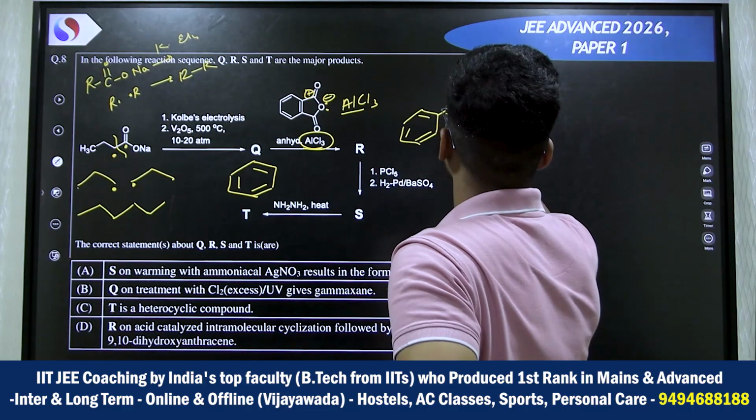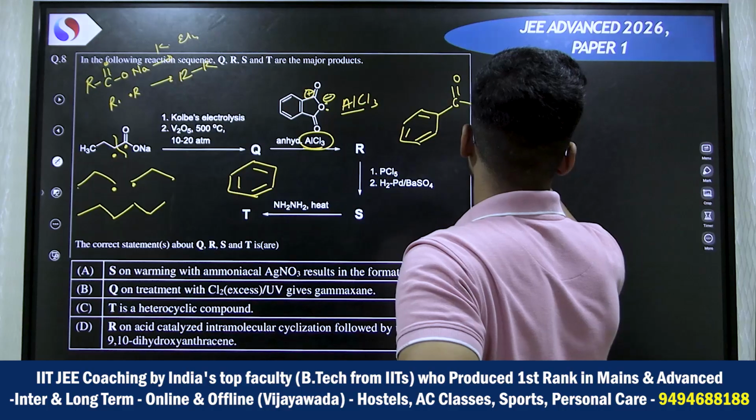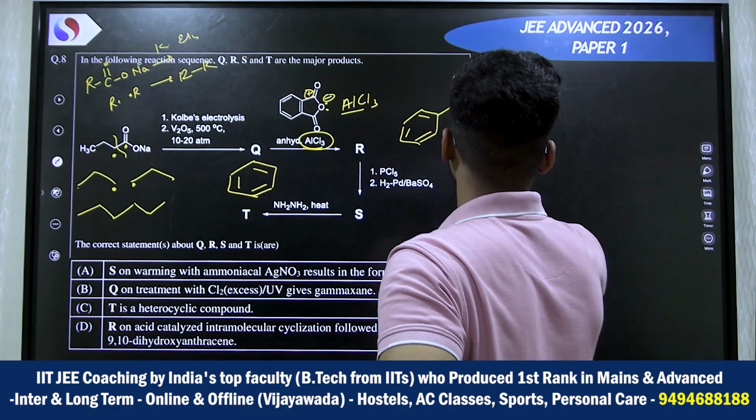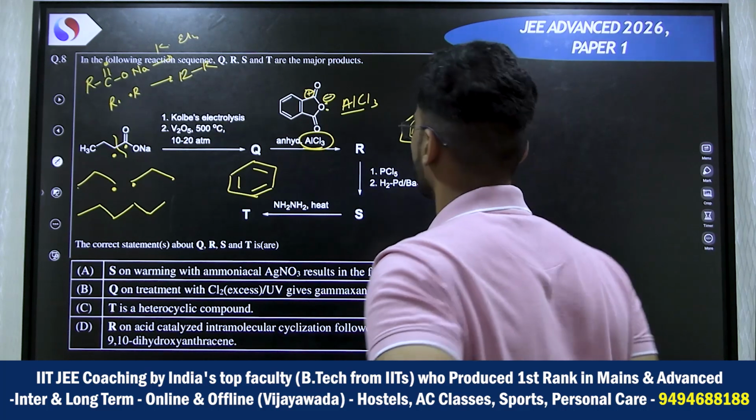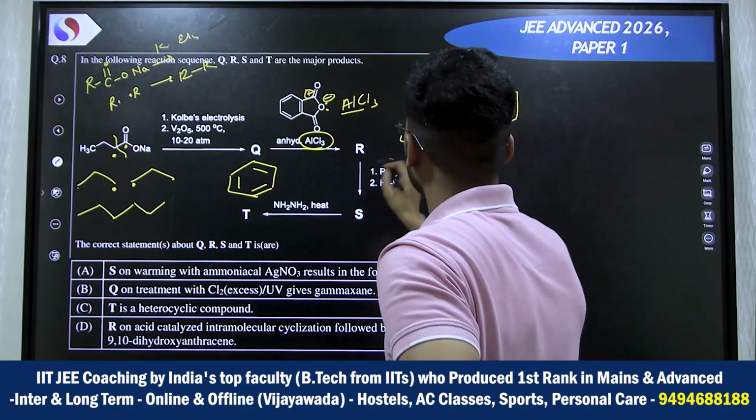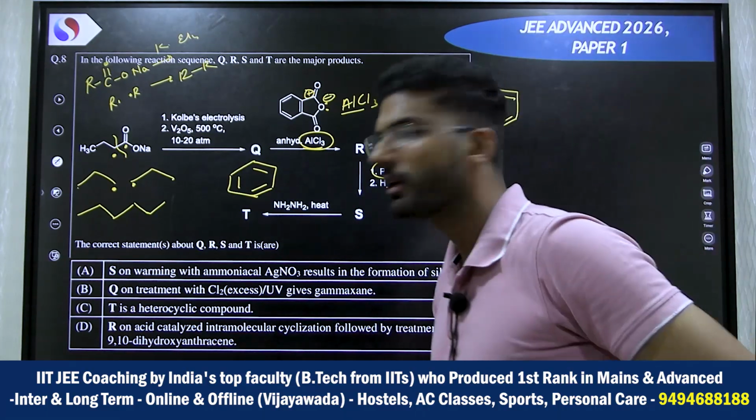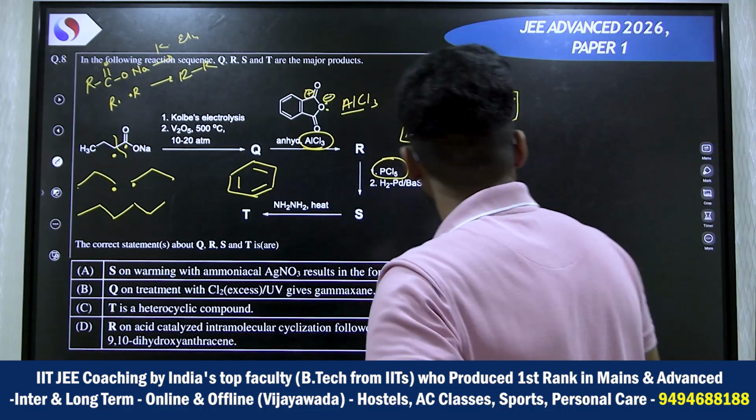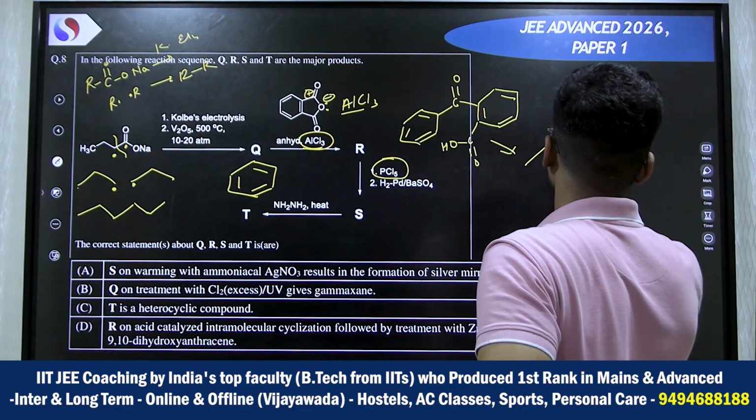This carbon double bond oxygen, benzene. So this is carbon double bond oxygen, O negative, it will take a proton and become this. So R is here. Now further, if you add PCl5, what will PCl5 do? It will convert the acid into the acid chloride. See this. So what product will it form?